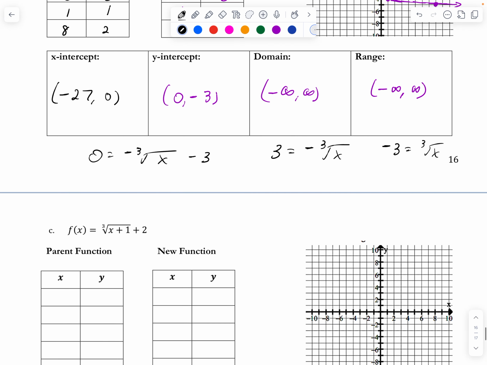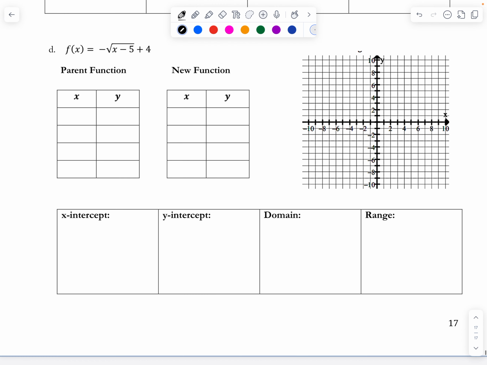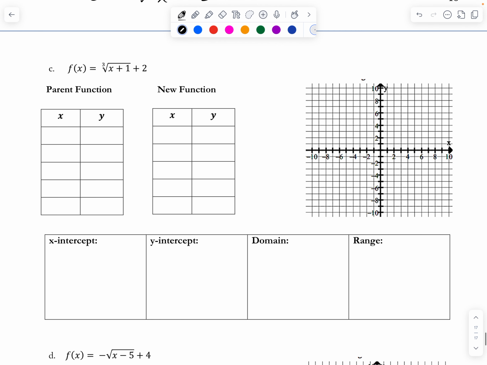All right, let's do 2 more graphing. Another cube root, so put those same original points in there. Okay, I'm going to this time have to move 1 to the left and then 2 up. So -9, -2, -1, 0, 7. Adding 2. All right, so plotting these new points.